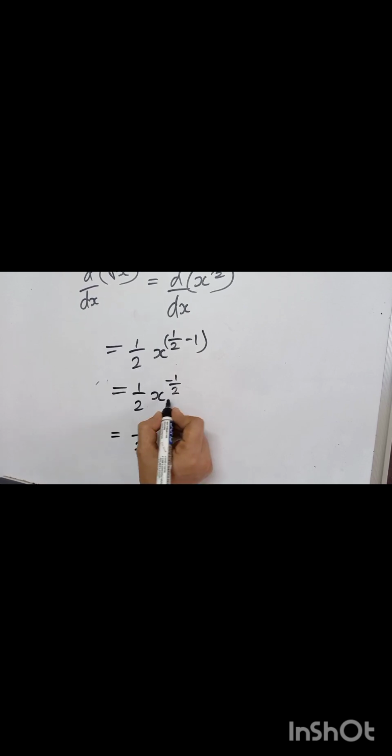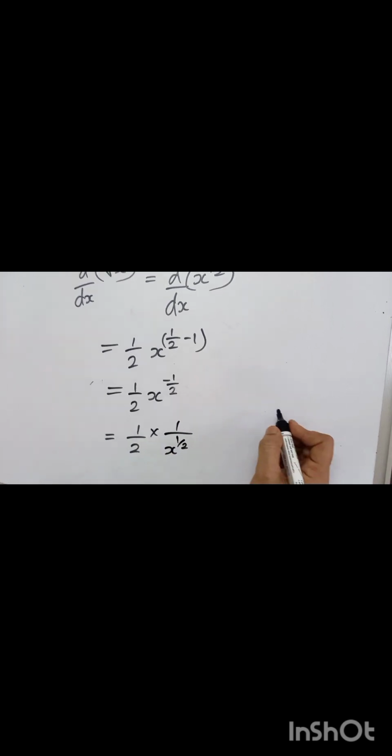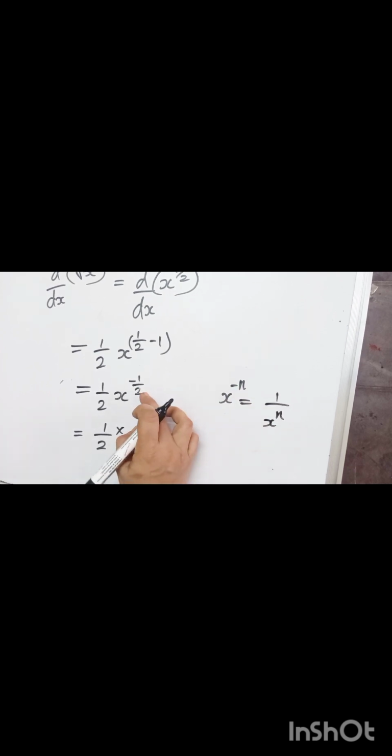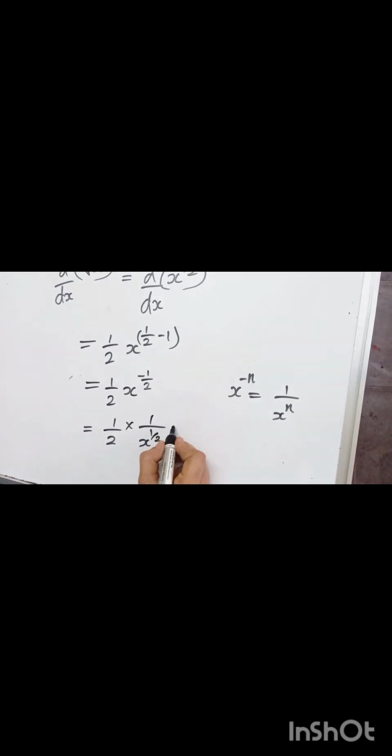Here, x to the power 1 by 2 is square root of x. Right? X to the power minus 1 by 2, we can write as 1 by x to the power 1 by 2. For any number with a negative exponent, x to the power minus n is the same as 1 by x to the power n. Similarly, x to the power minus 1 by 2, we can write as 1 by x to the power 1 by 2.